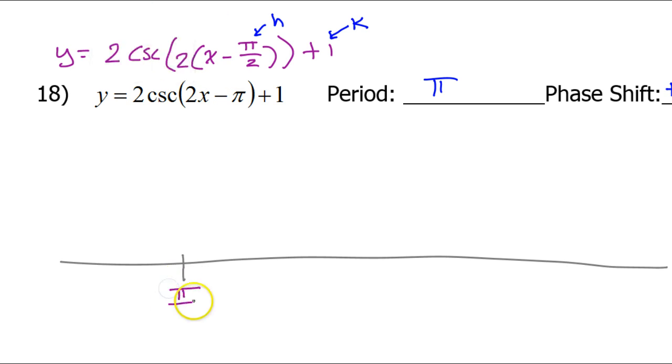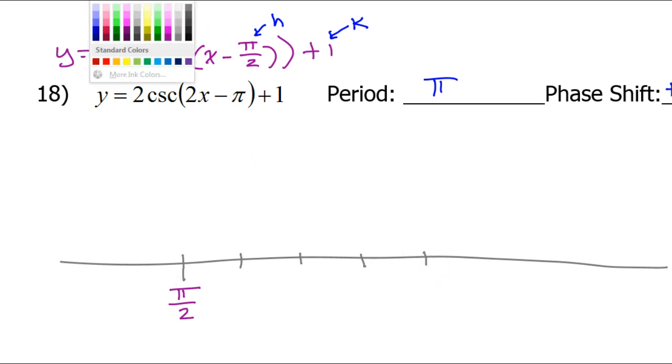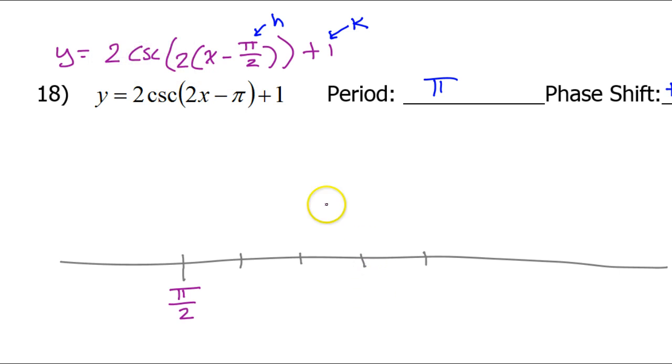Alright, because that's the phase shift. Now I am going to put 4 more marks over, so here I go. 1, 2, 3, 4. Alright, that'll give me a full period of this function. I need to label them. So in order to label these, I need to add a quarter of a period.